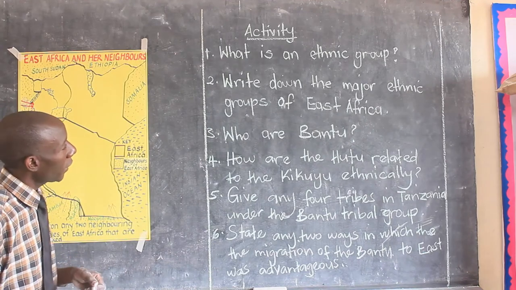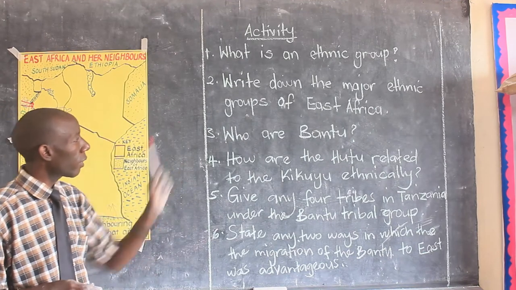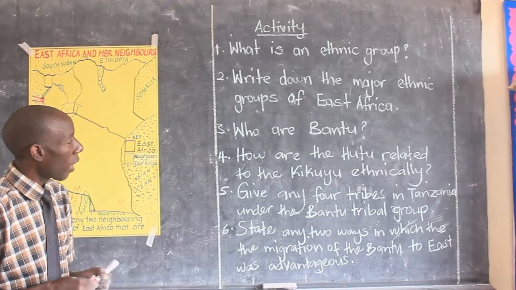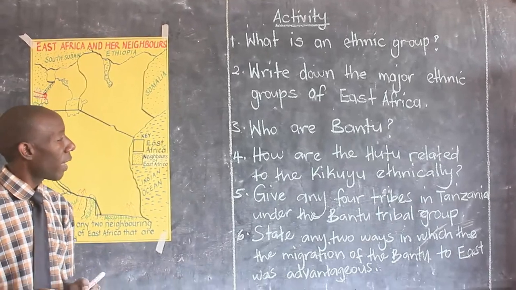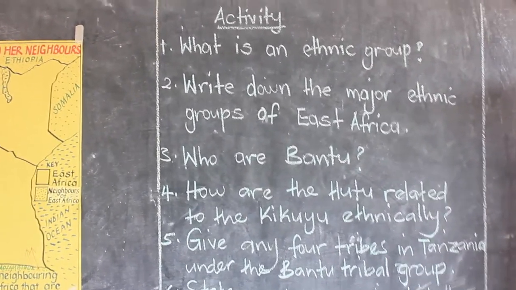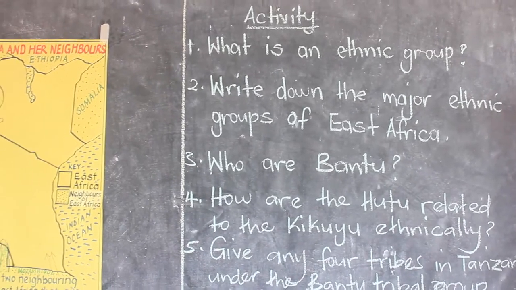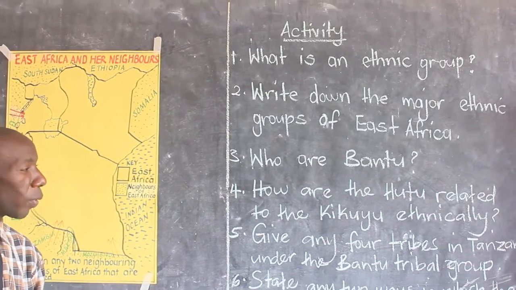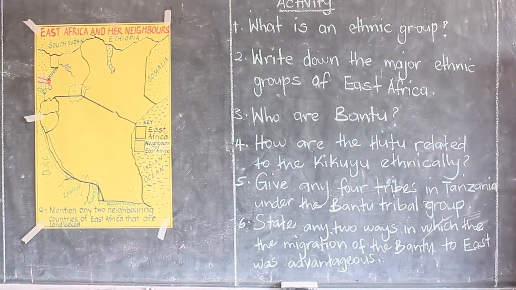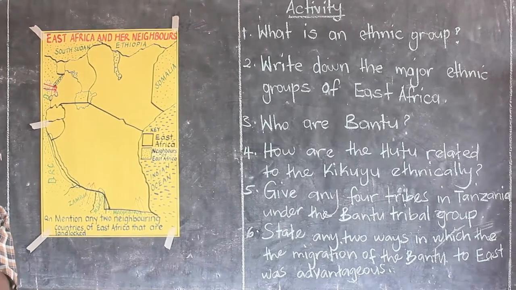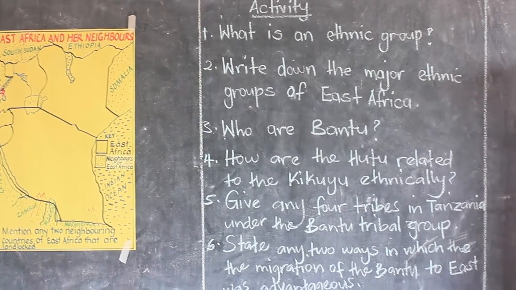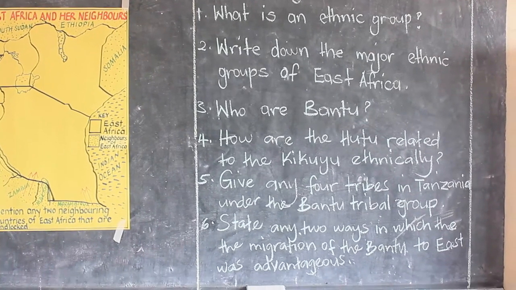Number two, write down the major ethnic groups of East Africa. Number three, who are Bantu? Number four, how are the Hutu related to the Kikuyu ethnically? Number five, give any four tribes in Tanzania under the Bantu tribal group. Remember, we said an ethnic group is a tribal group. Another word to mean ethnic is tribal.